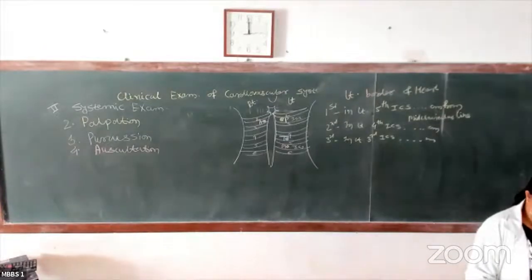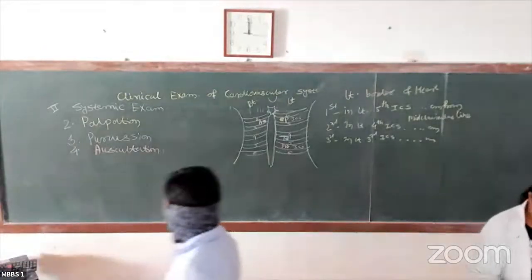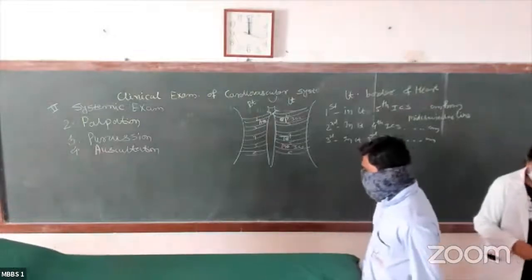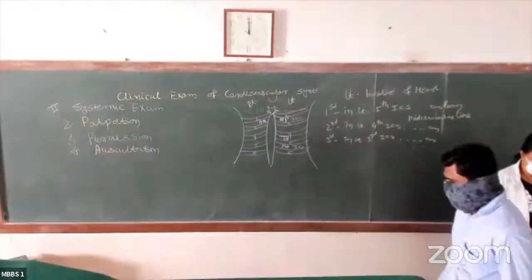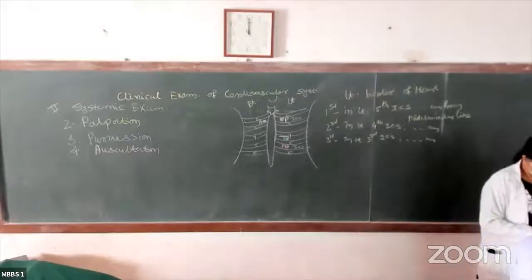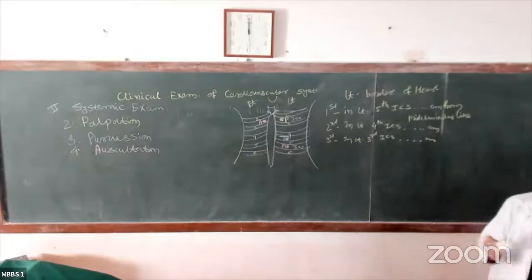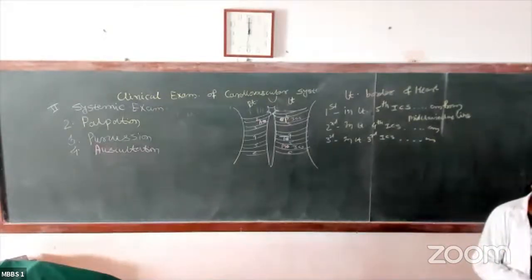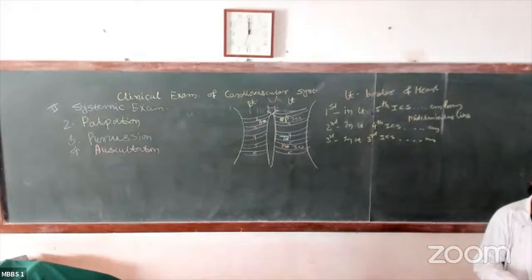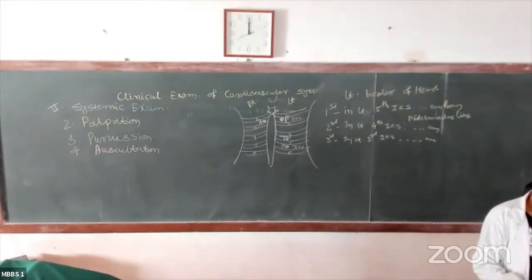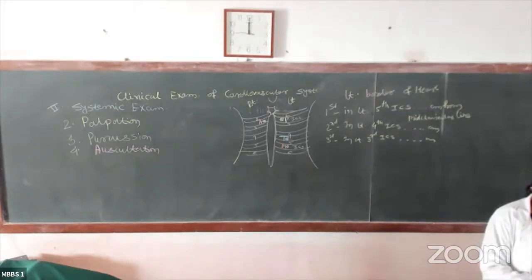Examine for right heart border in a given subject and report your finding. Examine for left border and report your finding. Auscultate mitral and tricuspid area for heart sounds. Auscultate for pulmonary and aortic area for heart sounds and report your finding. So all for the palpation, percussion, auscultation and inspection also, there are questions in exam, and each question is for 10 marks.